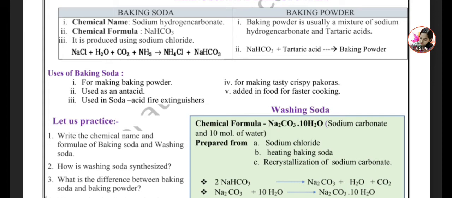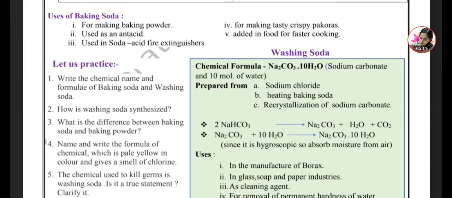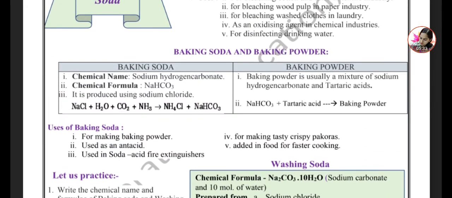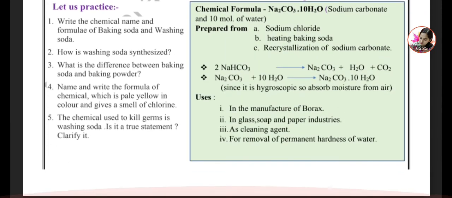Second, how is washing soda synthesized? You can give this reaction: sodium bicarbonate, meaning heating of baking soda, gives sodium carbonate, that is washing soda. So in the green box you can give this chemical reaction for the preparation of washing soda. What is the difference between baking soda and baking powder? There a difference table is given. You can write from here.